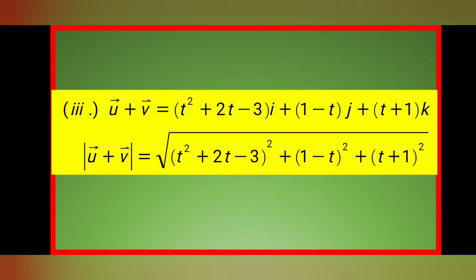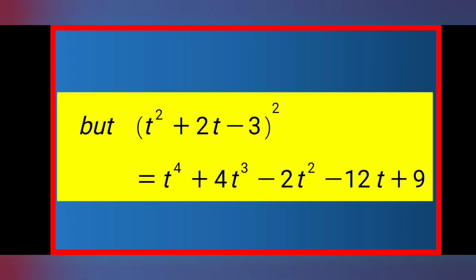The absolute value of u plus v is equal to the square root of t squared plus 2t minus 3 raised to power 2, plus 1 minus t raised to power 2, plus t plus 1 raised to power 2. Now we have to find the value of each of the terms inside the square root sign. The first term there, t squared plus 2t minus 3 raised to power 2.